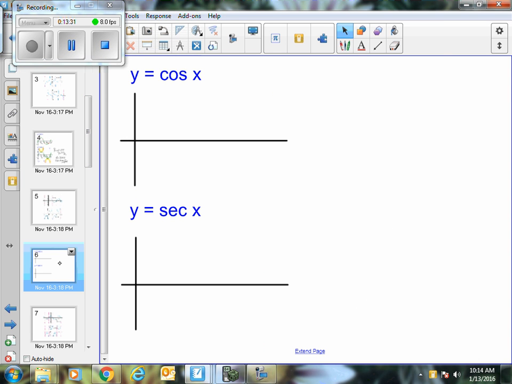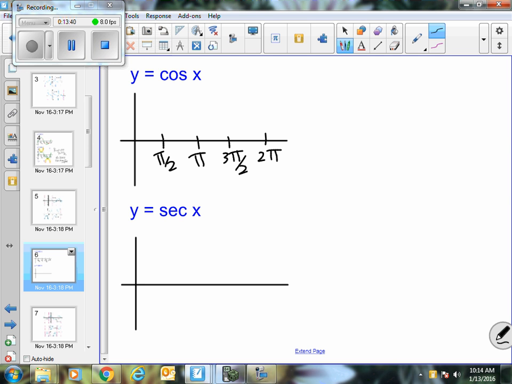All right, so let's take a look at cosine and do exactly the same thing. So go ahead and get yourself one complete graph for cosine. So we'll get that graphed. So 1 and negative 1. So cosine starts at its max, middle, min, middle, max. All right, so we're going to set up the scale for the reciprocal exactly the same.